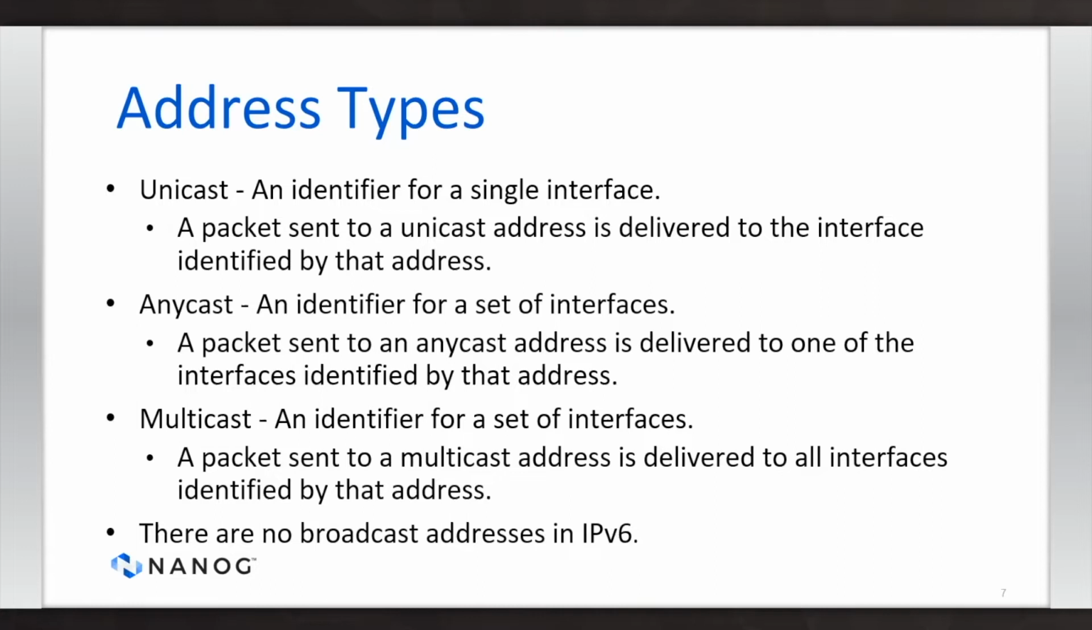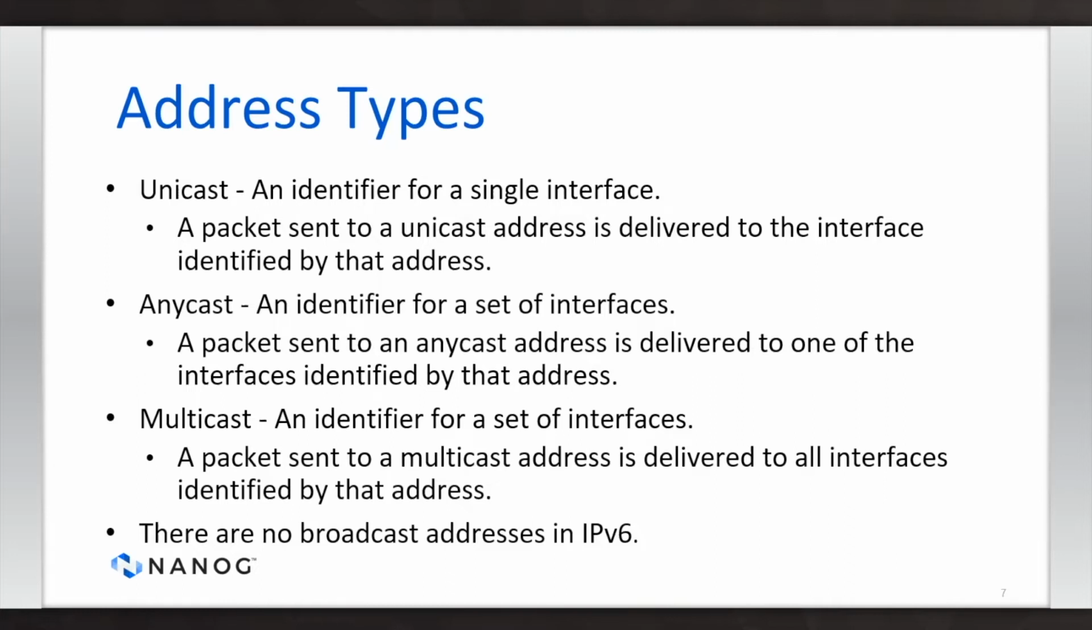So now that we've talked about these big tongue twisters of addresses, let's talk a little bit about IPv6 address types. We have unicast, anycast, and multicast. A unicast address identifies a single interface. And when a packet is sent to a unicast address, it's delivered to the interface identified by that address. An anycast address identifies a set of interfaces. And when a packet is sent to an anycast address, it's delivered to one of those interfaces, but only one of them. Now, generally, it's delivered to the interface that is closest as defined by a routing protocol.